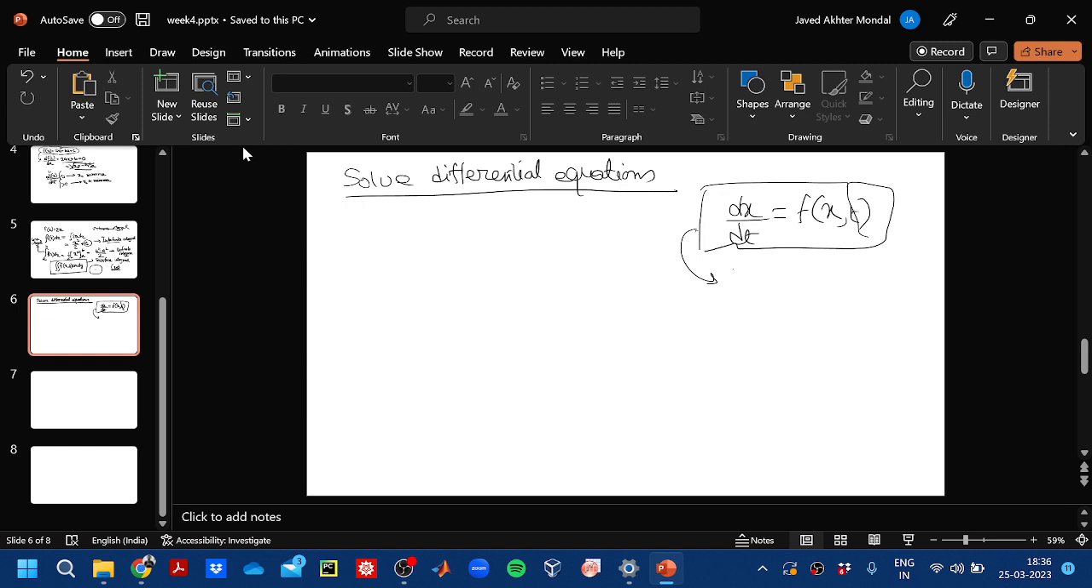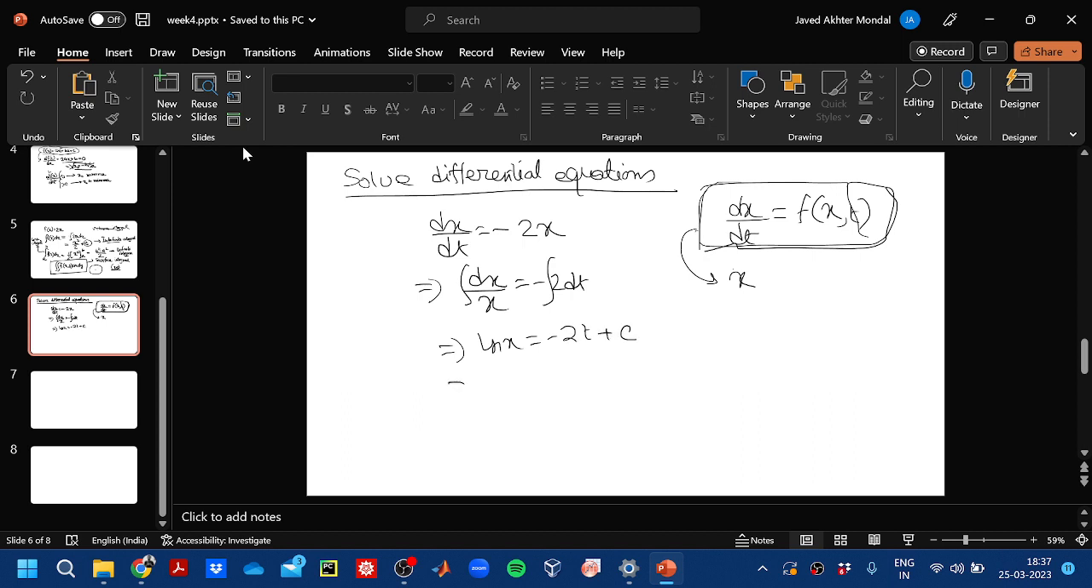But in Mathematica, Mathematica is very powerful with symbolic calculations. That is why there is an inbuilt command to solve this kind of differential equation, and you can get the exact form, the functional form of x with respect to t. If we have this kind of equation, suppose dx/dt equal to minus 2x, we can do this by hand. What will be the solution? It will be ln x equals minus 2t plus c. So ultimately we can write x as a constant factor times e to the power minus 2t.